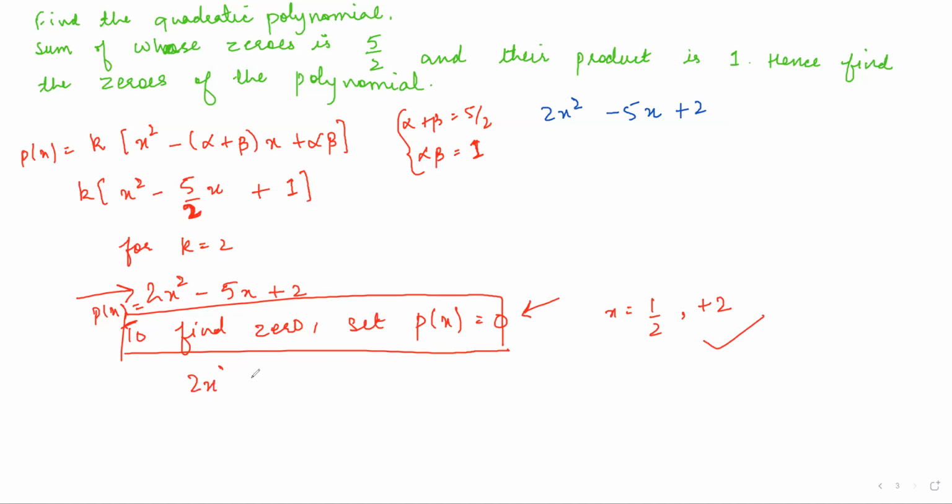Now you will do 2x square minus 5x plus 2 is equal to 0. So now you will factorize it. That means you will split the middle term. So quickly do it. Okay, note down. I'm just writing the next question. You do it, complete it.